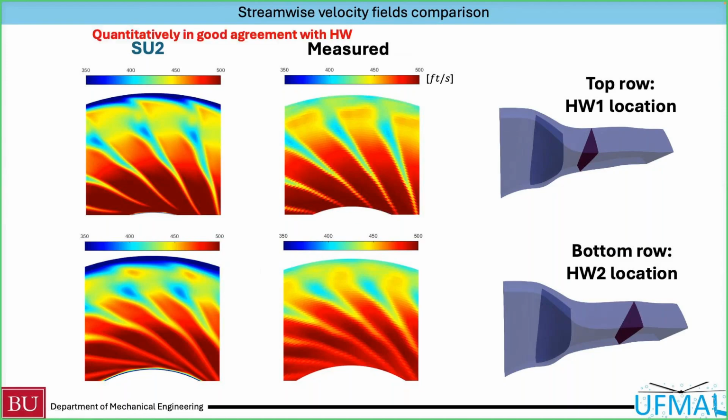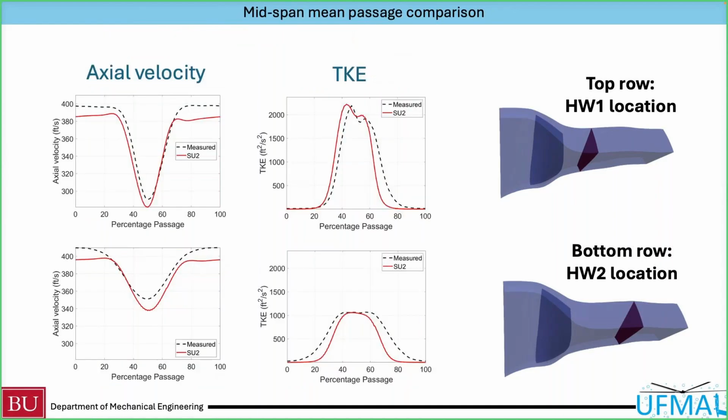And qualitatively, the wake width and the wake shape compare pretty well between SU2 and the experiment. And next, moving into a more quantitative comparison, the plots here are passage values probed at the midspan location at two hardware locations. The first column is hardware 1, and the second column is hardware 2 further downstream.